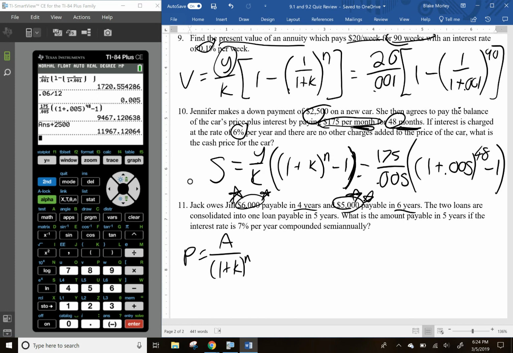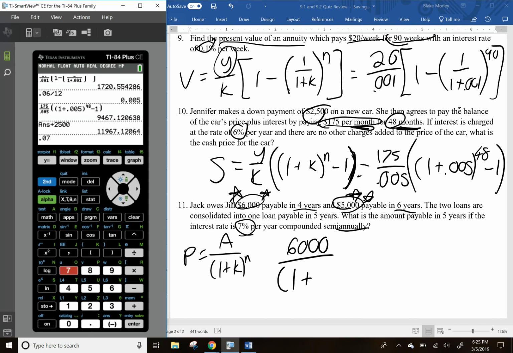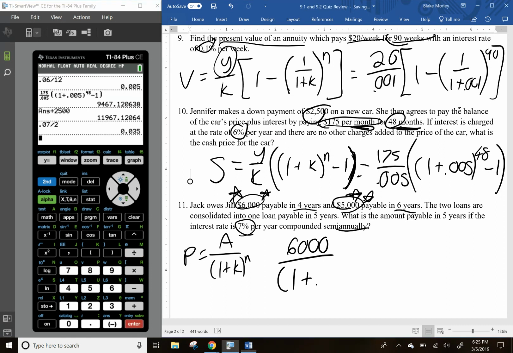So if we find the present value of both of these, we'll start with the $6,000 one. $6,000 loan's present value will be K. Let's see, what's K? So it's 7% compounded semi-annually. So that's the 0.07. Semi-annually means twice a year. So divided by 2, K is 0.035. Now, N, this is for 4 years. If it's compounded twice a year for 4 years, then it's compounded 8 times in total.